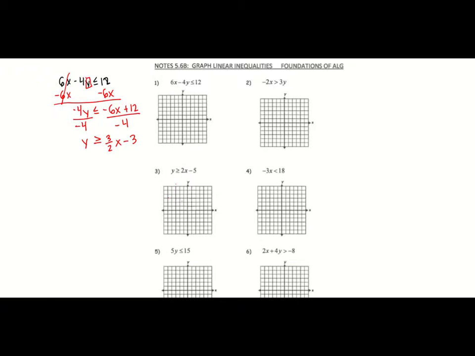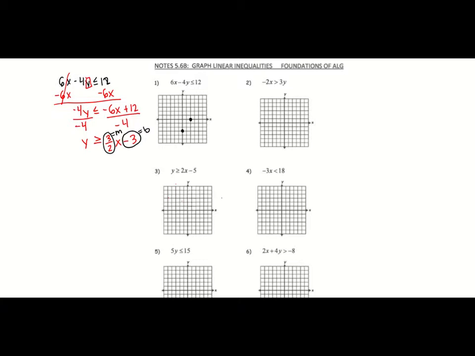Okay, now I'm ready to start plotting my 2 points. My first point is going to be y equals negative 3. My second point, I'm going to go up 3 and over 2 for my slope. Up 3 over 2 leads me right there.